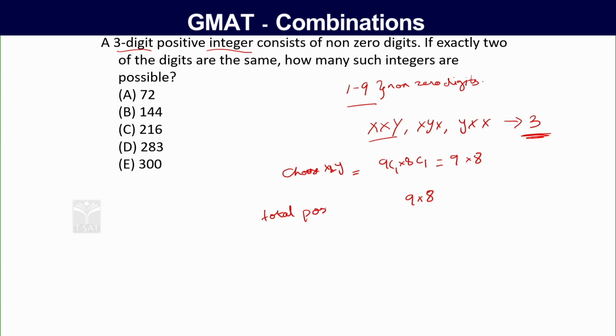Now, the total possible integers will be choosing x and y, that is 9 into 8 into 3, because there are 3 ways in which we can arrange them. So, that will come out to be 9 threes are 27, 27 into 8 is 216. Answer is option C.